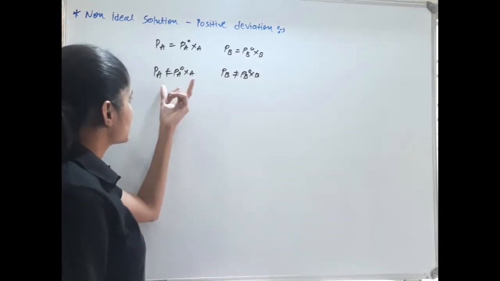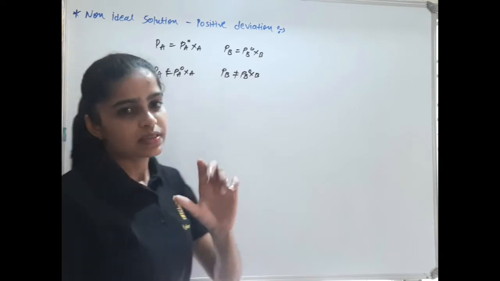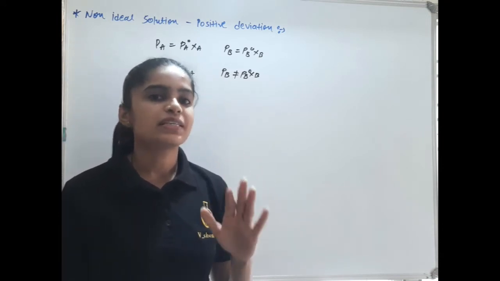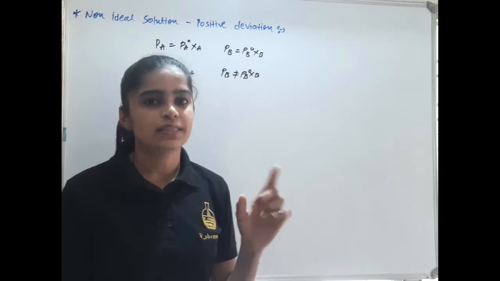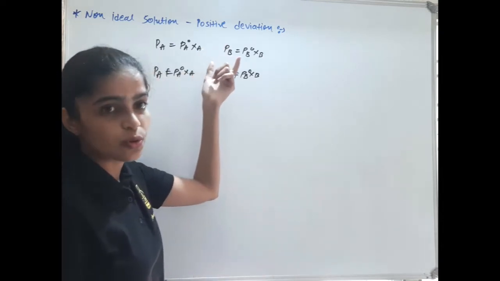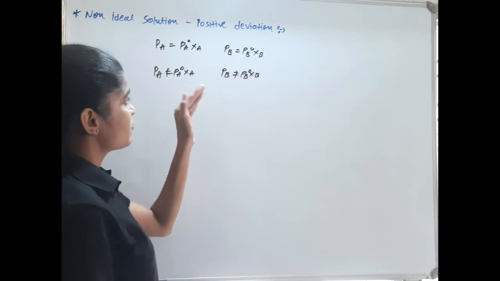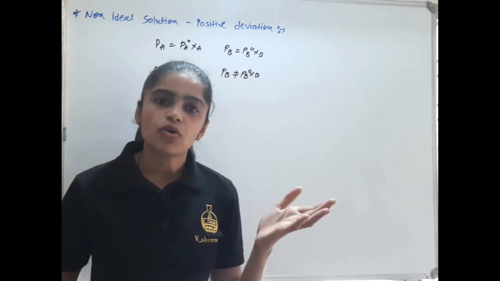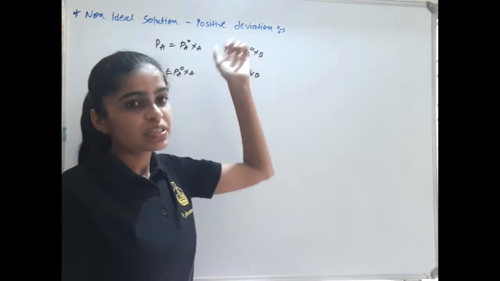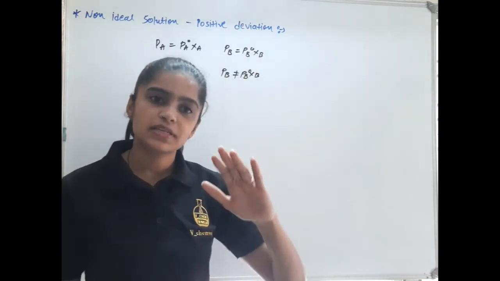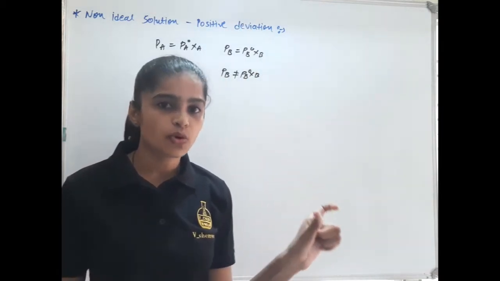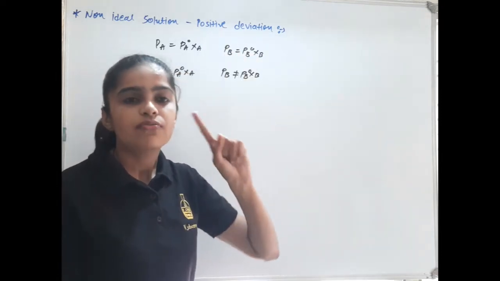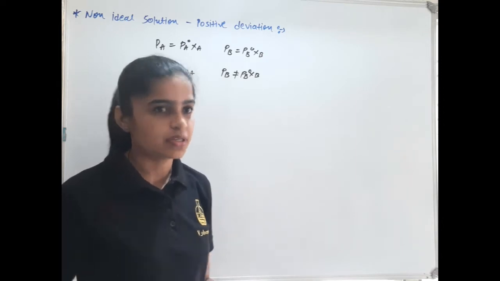Because in this case, the PA and PB intermolecular interactions are not identical. So the vapor pressure is more or less on the basis of Raoult's law, and this gives the deviation from Raoult's law. Where the vapor pressure is more, it gives the positive deviation, and where the vapor pressure is less than the basis of Raoult's law, it gives the negative deviation. First, start with the positive deviation.